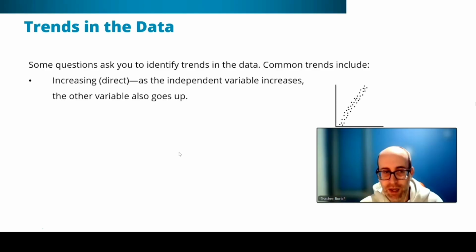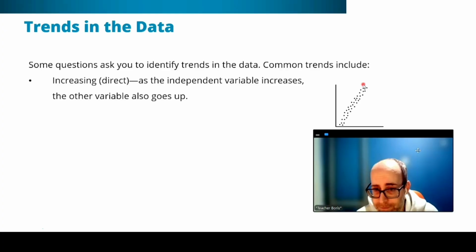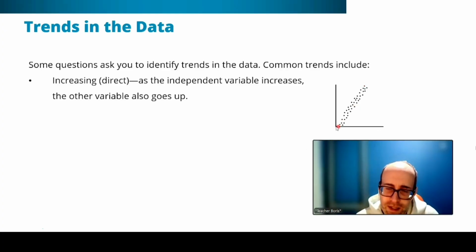Let's call this one increasing or direct. It means that as you look from left to right, the dots go up. Maybe they go up in a straight line, maybe they go up in a curve, but they go up as you look left to right. You can say that as the independent variable increases, the other variable also increases. So that's why this is called a direct relationship. As the independent variable does one thing, the dependent variable does the same thing.